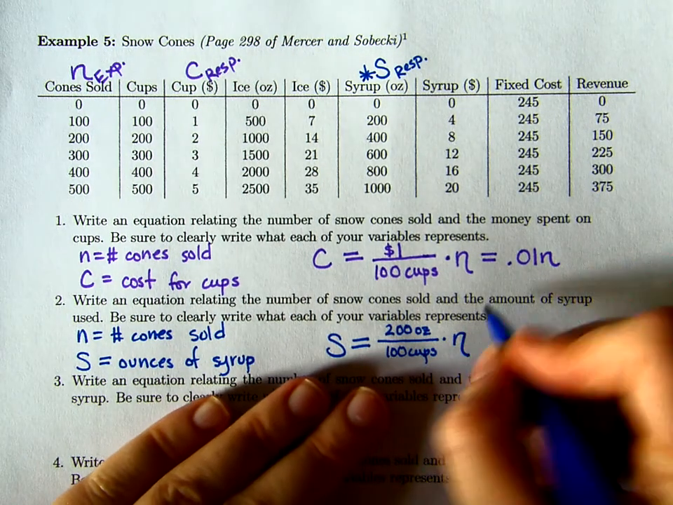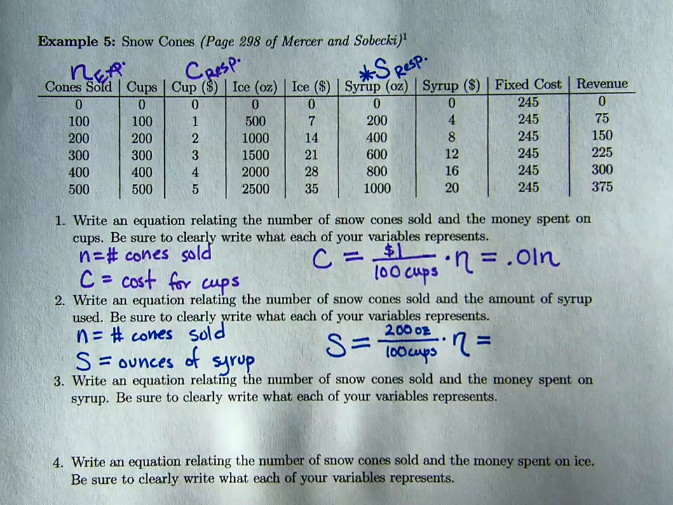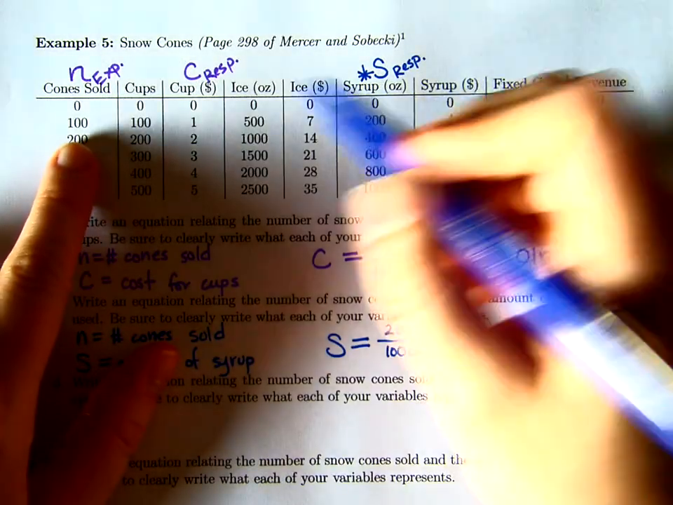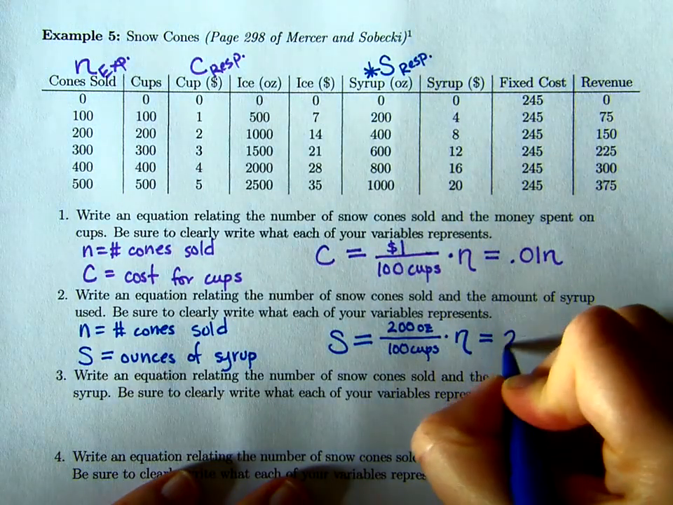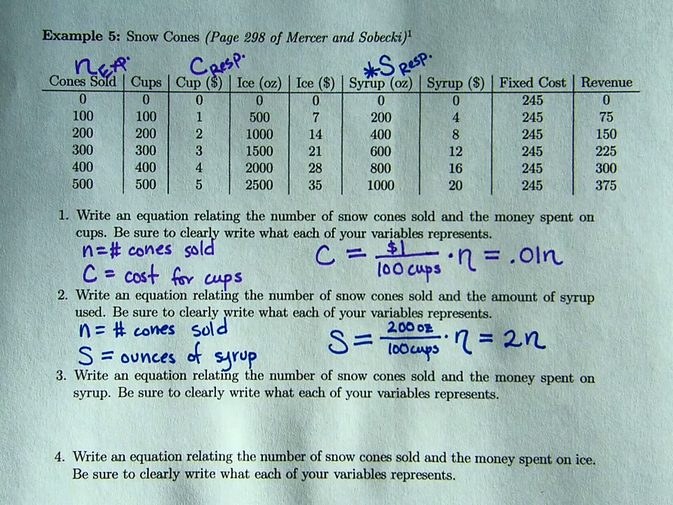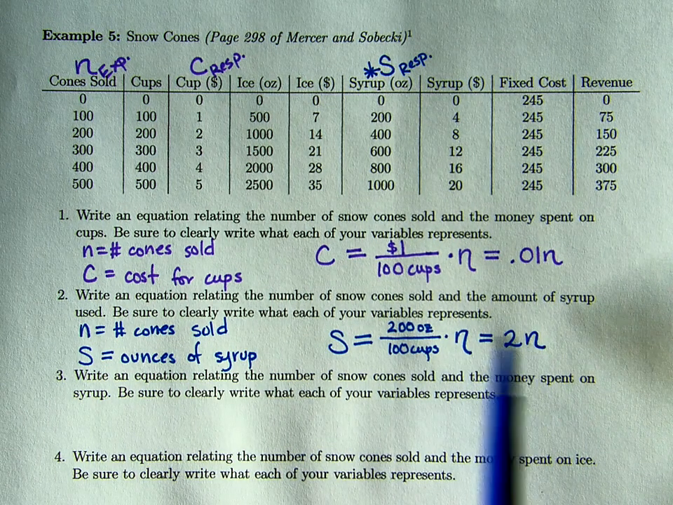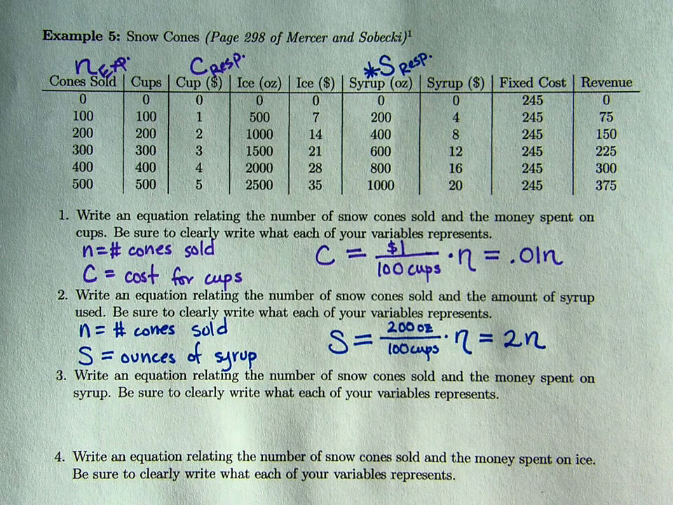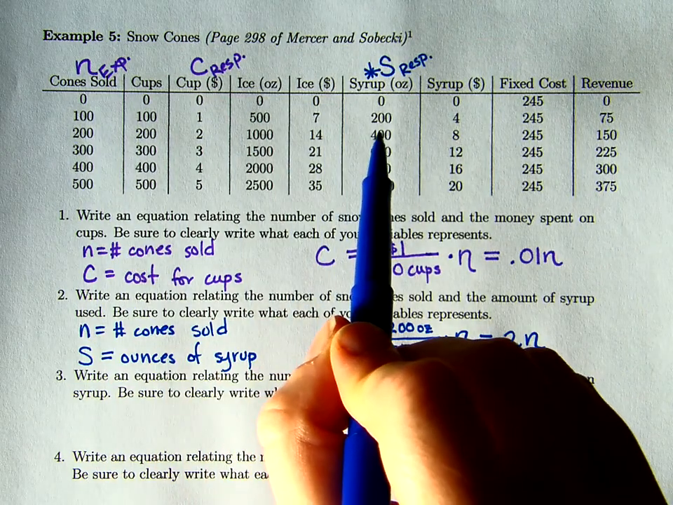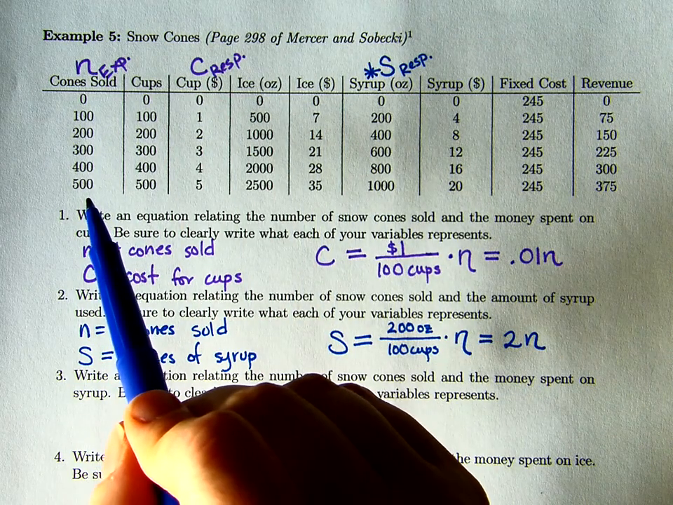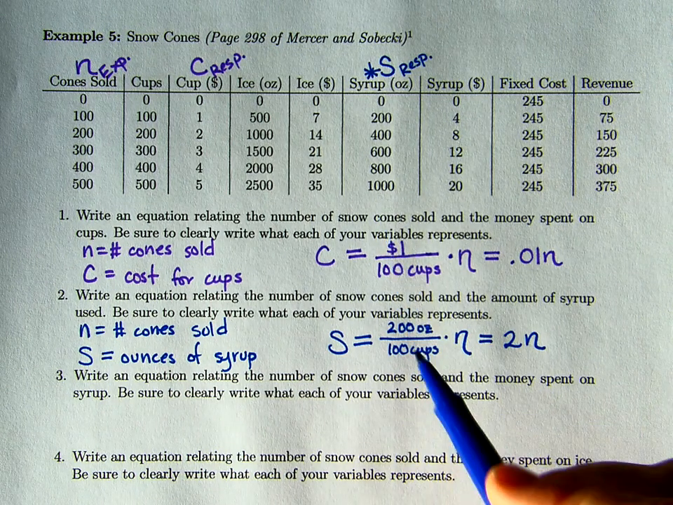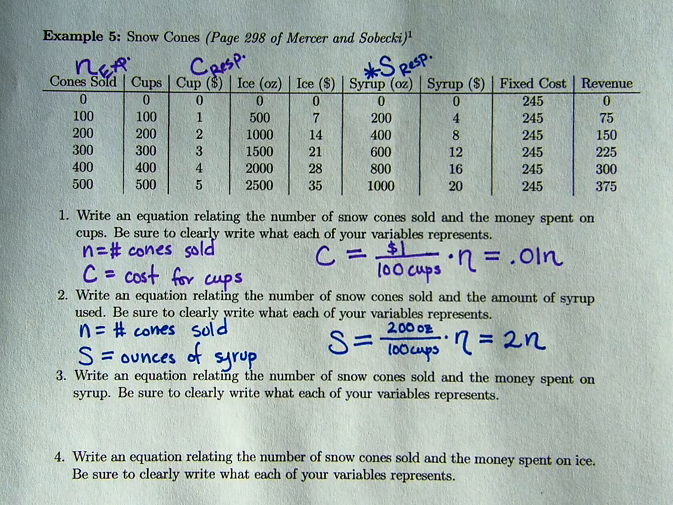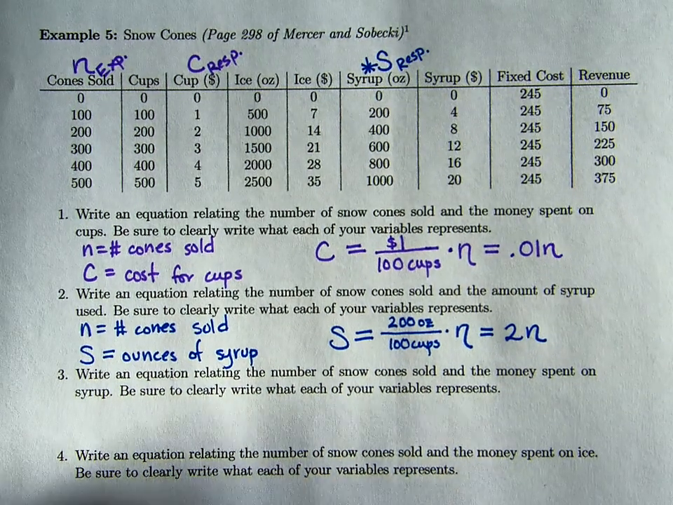Got it. What is that? That is like 2 ounces per cup. If we have 200 ounces for 100 cups, then that is 2 ounces for each cup. So 2N. Where this is not cost, though, this is just pure and simple. How many ounces of syrup do we need on hand? If we're going to sell 100 cups, we need 200 ounces on hand. If we're going to sell 500 cups, double that, we need 1,000 ounces on hand. And this 2 represents 2 ounces of syrup per snow cone. Got it.